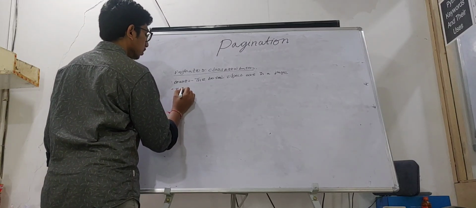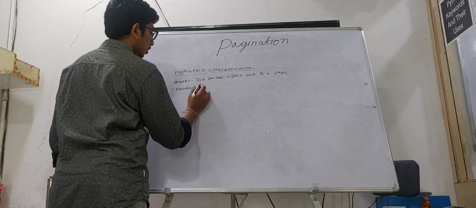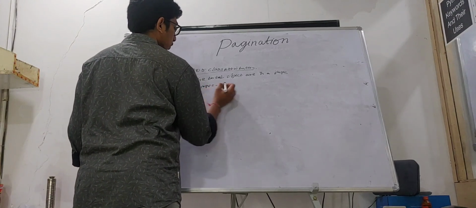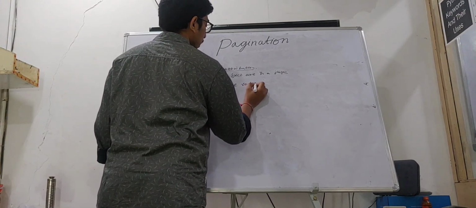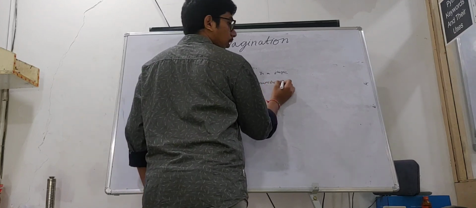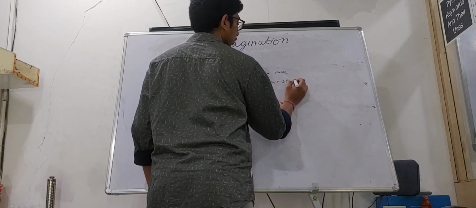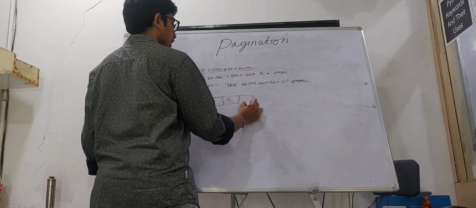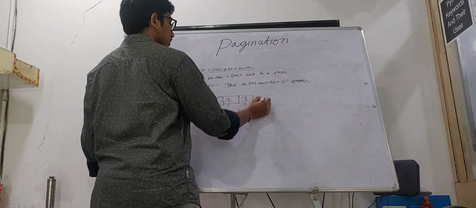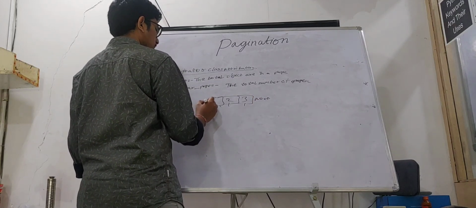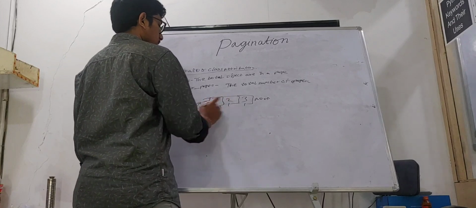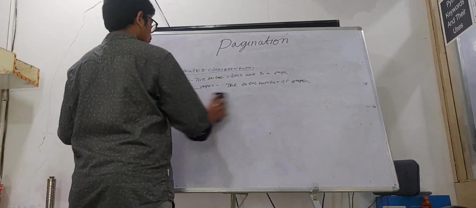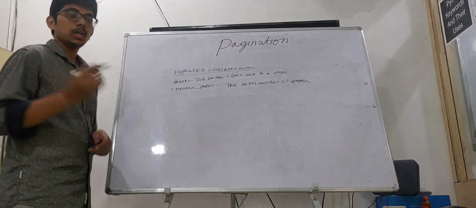Number of pages means the total number of pages. How many pages are there? For example, 1, 2, and 3. We'll count that 1, 2, 3, and there is next and previous. They will show that 1, 2, 3 are there. That is number of pages.